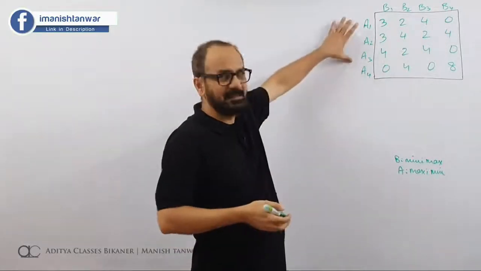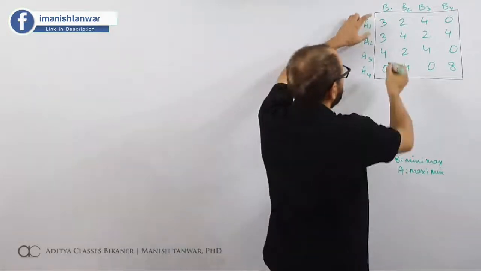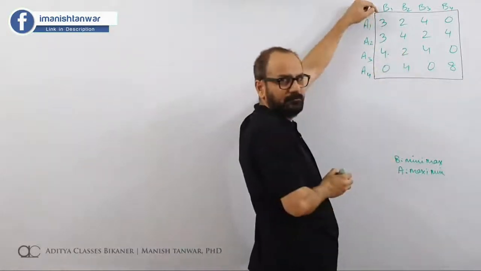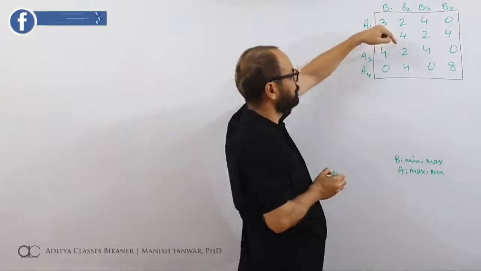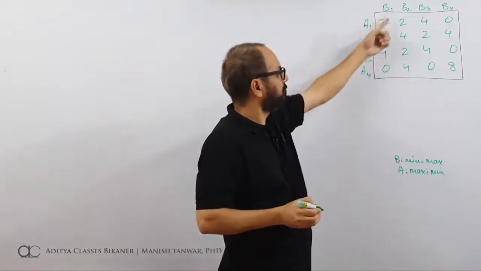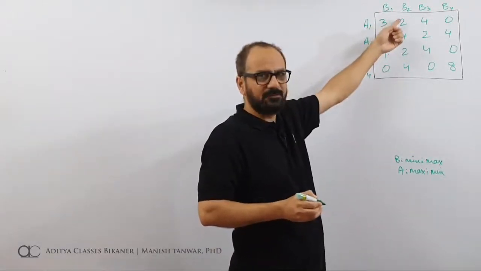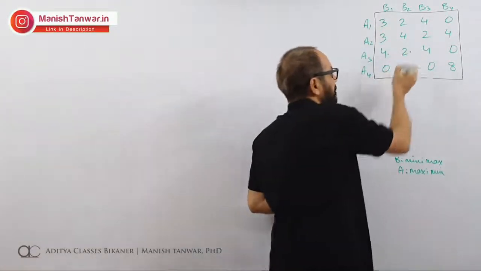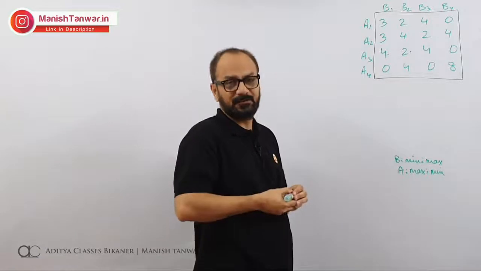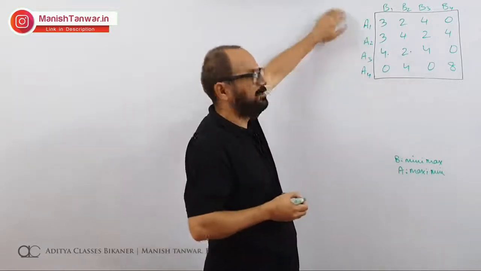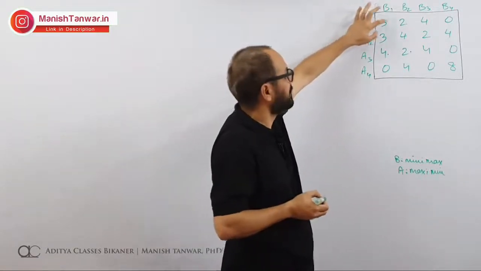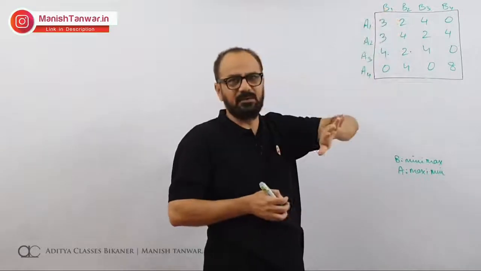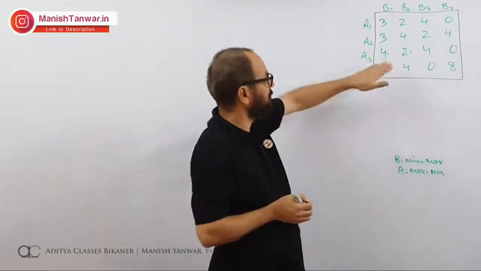Next, let us compare A1 and A3. 3 against 4, I'll go with 4. 2 against 2: I can go with either the first 2 or the second 2. I'll stick with this one, because if things work out properly, A3 might dominate A1. So this time between these two, I am not staying neutral. I am making a choice.